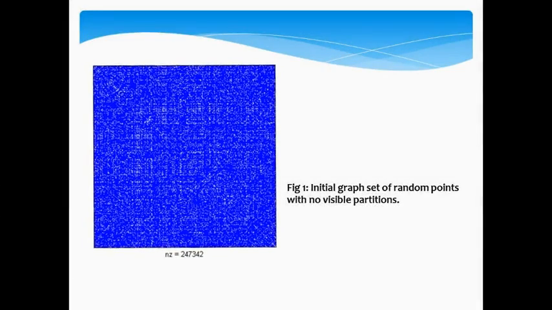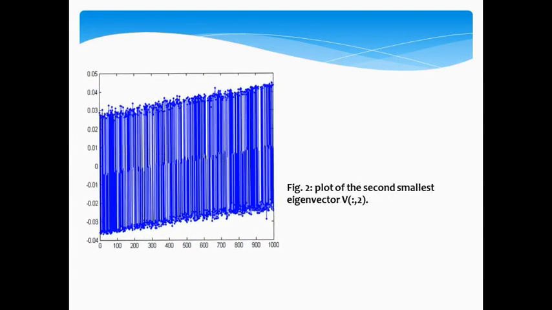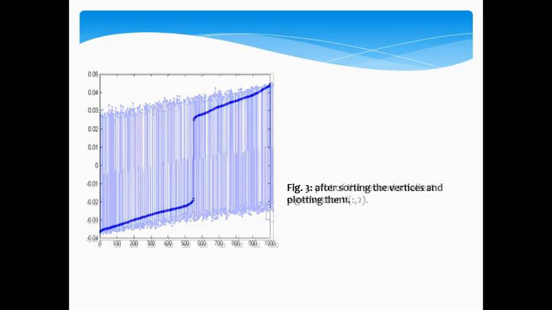After symmetrizing the matrix, this is the very first plot we get in MATLAB, which is the initial graph set of random points, and there is no visible partition in this. Moving forward, we find the second eigenvector v2 and we plot it. This is the plot we get. But this is also not that helpful. Maybe when we sort the vector, we can find something better.